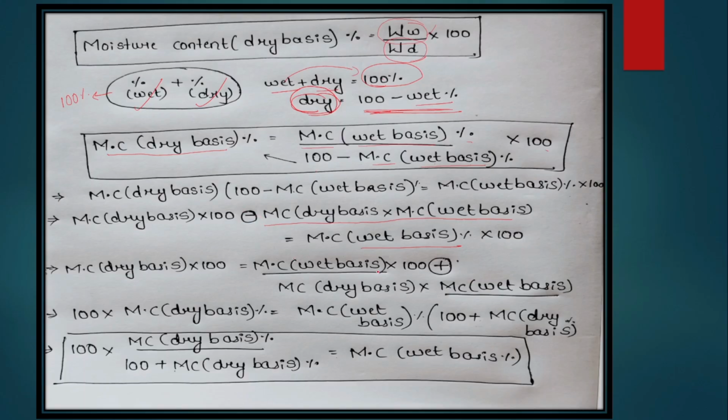So, this minus turns to plus. We take the wet basis as common, then we get 100 into moisture content dry basis is equal to moisture content wet basis percentage into 100 plus moisture content dry basis. Here, 100 into moisture content dry basis, we bring this down, so that we get the wet basis percentage, that is 100 into moisture content dry basis percentage by 100 plus moisture content dry basis percentage. We got the wet basis.